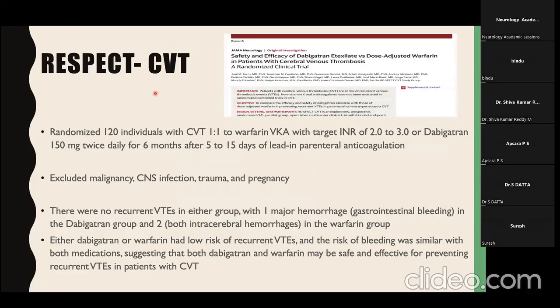A few trials are related to this anticoagulation. The RE-SPECT CVT trial compared dabigatran and warfarin, where both had a low risk of recurrent venous thromboembolism and the risk of bleeding was similar, suggesting that both dabigatran and warfarin are safe and effective in preventing recurrent VTEs in patients with CVT.